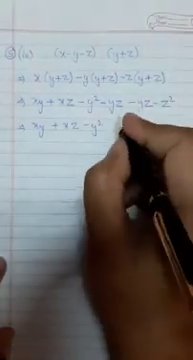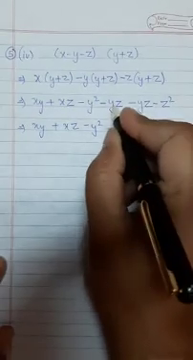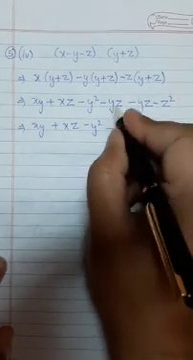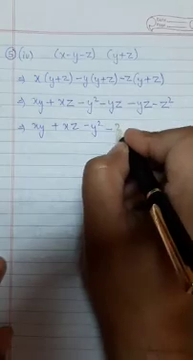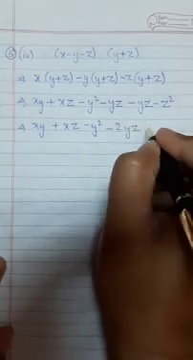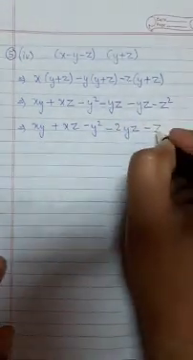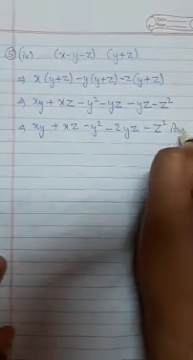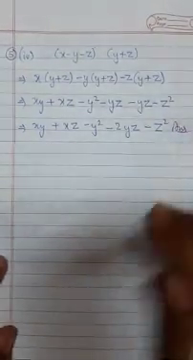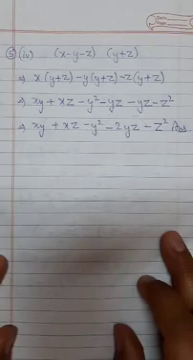Minus and minus is plus. The sign will remain minus, but it will be added. So minus 1 is minus 2. Yz remains yz and minus z square. This becomes our final answer. So this is how we have to do in question number 5.